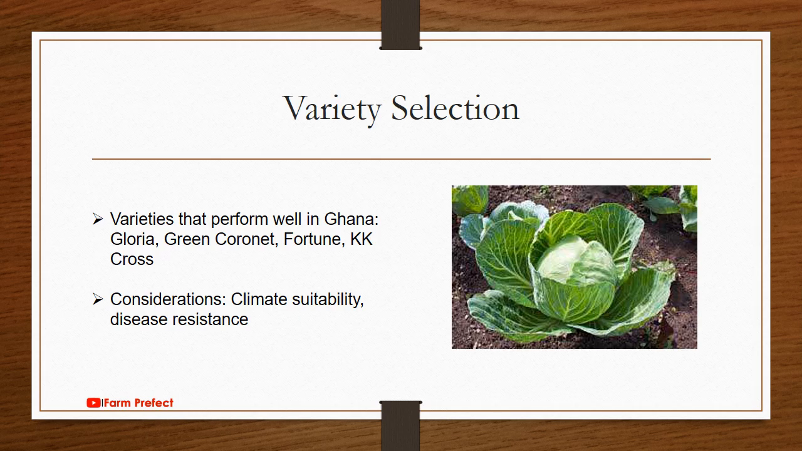The variety selection must be based on what the market demands. Don't go for a variety that people are not interested in. If you do that, you may have a bumper harvest, but selling it off will become an issue. So you want to survey the market very well, identify what the market demands and go for that.